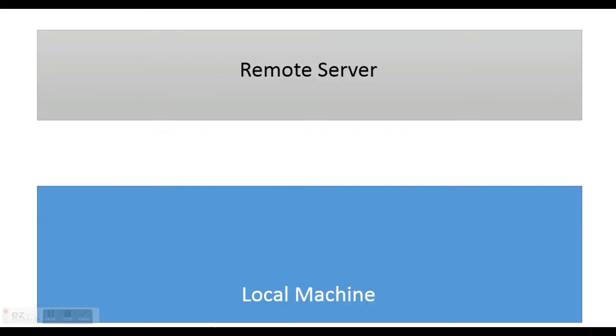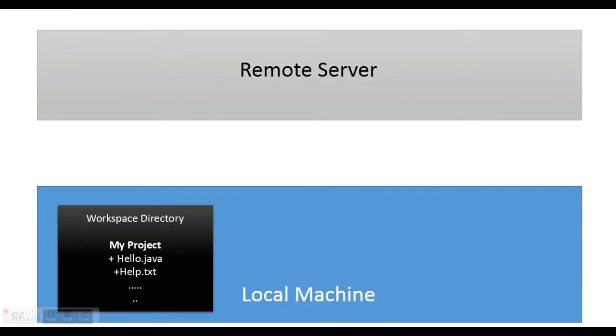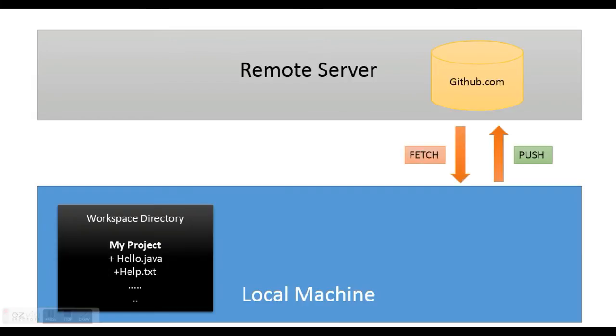So we have a local machine, as we have in SVN as well, and the remote server, and then we have a workspace directory which contains our projects and our files: code files, text files, HTML files, Java files, whichever language we use. And then we have a central repository, let's say GitHub, and we perform push operations to put our code to the central repository, and fetch operations to take the code from the central repository to the workspace. So this is how it works.